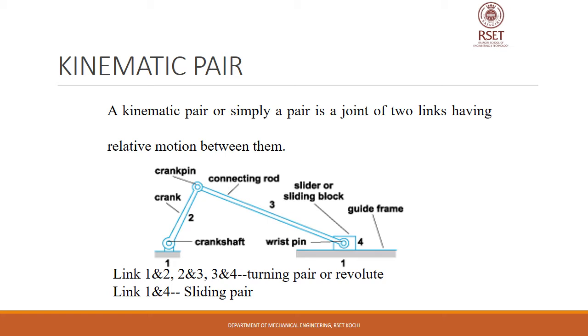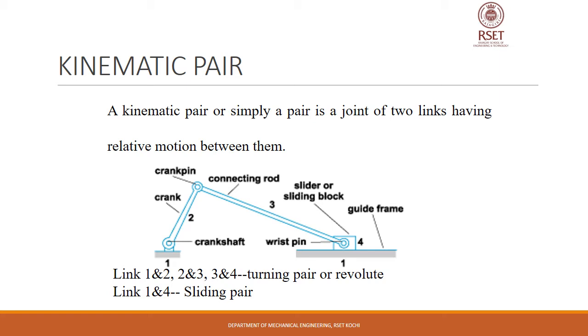The pairs 1 and 2, that is the fixed frame and crank, 2 and 3, that is crank and connecting rod, and 3 and 4, that is connecting rod and piston, are called a revolute pair or turning pair because they have rotation about a particular axis. In this case, you can see the axis is normal to your screen. So for link 1 and 2, link 2 can rotate about the axis which is along the crankshaft axis. Similarly for link 2 and 3, there is a crank pin, so link 2 can rotate about link 3 about that crank pin, or link 3 can rotate about link 2 about that crank pin.